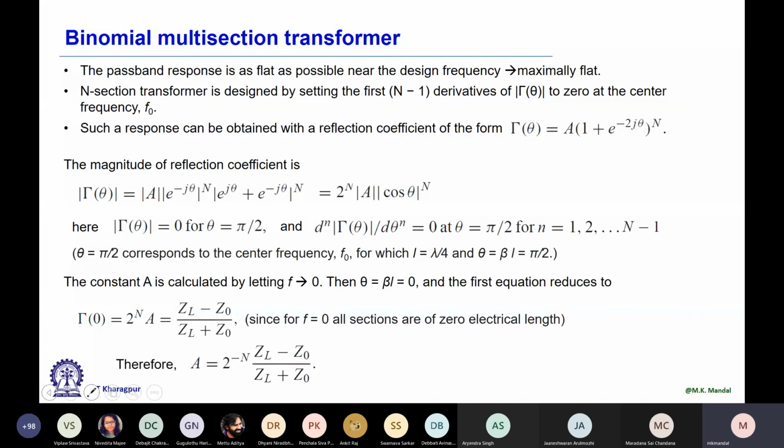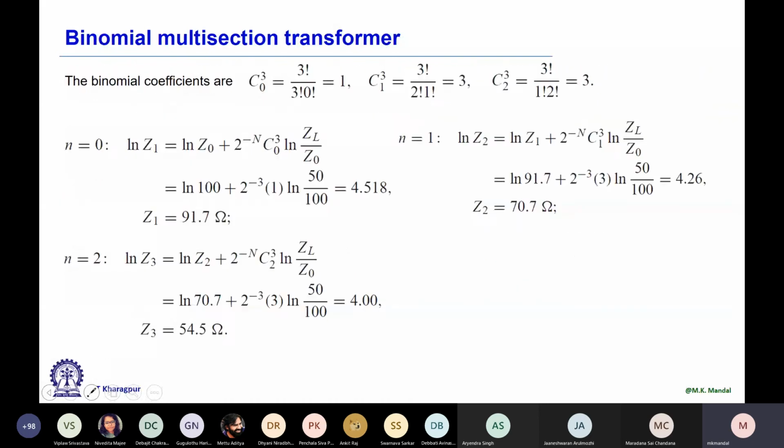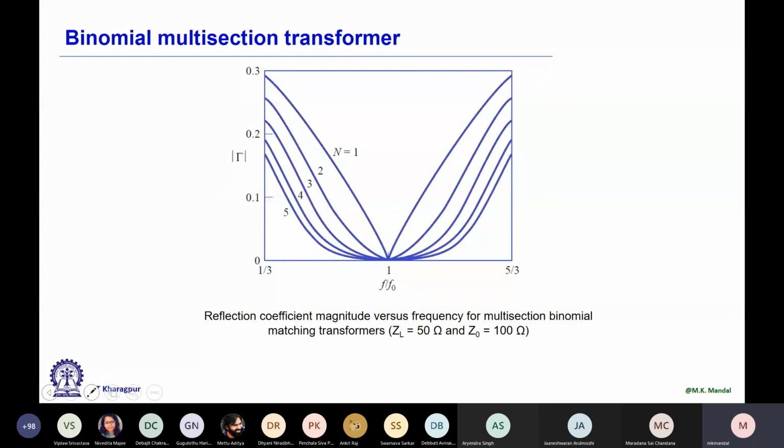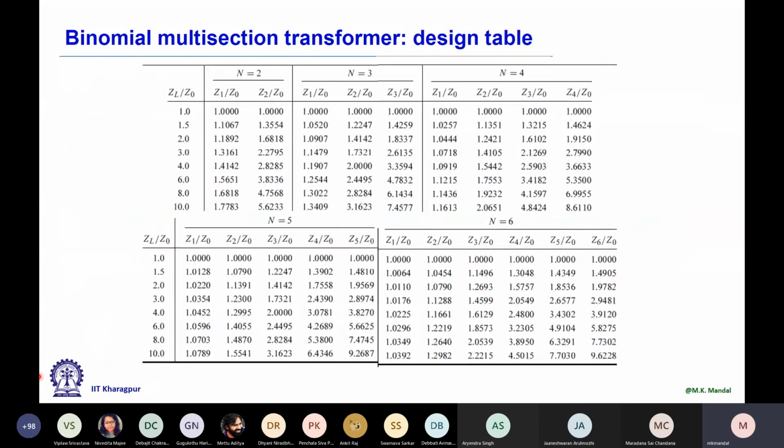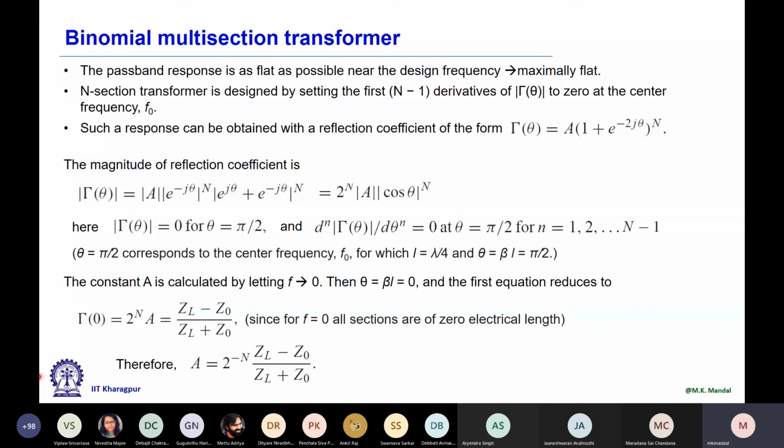Now, the n-section transformer is designed by setting the first n minus 1 derivatives of gamma theta to 0 at the center frequency. Otherwise, we don't have the flat response. You see here, if we take the derivative at the design frequency, looking at the frequency scale, it is normalized frequency, f by f naught equal to 1 at the design frequency. So here the nth derivative is 0 with respect to theta, of course. Along x, we are considering theta.